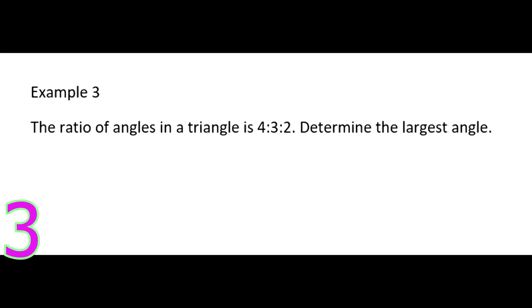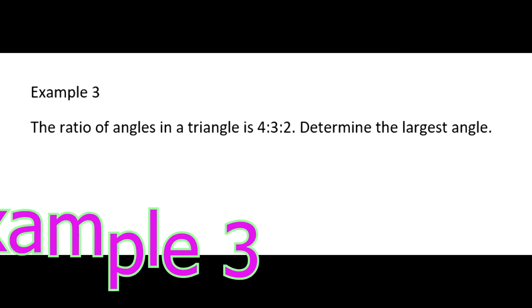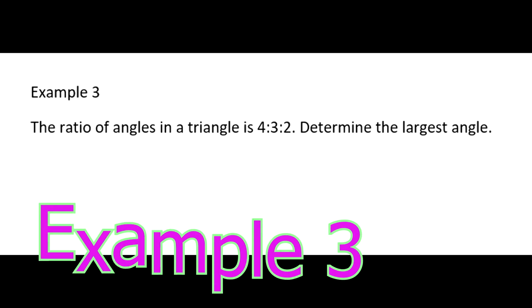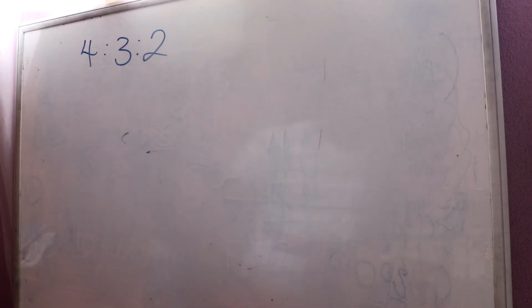Let's do one more. We have the ratio of angles in a triangle is 4 to 3 to 2. Determine the largest angle. Alright, so again, you can pause the video, you can read as much as possible until you're ready to go. So we have the ratio of angles in a triangle is 4 to 3 to 2.